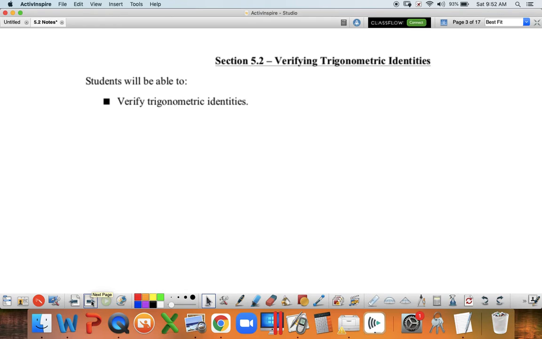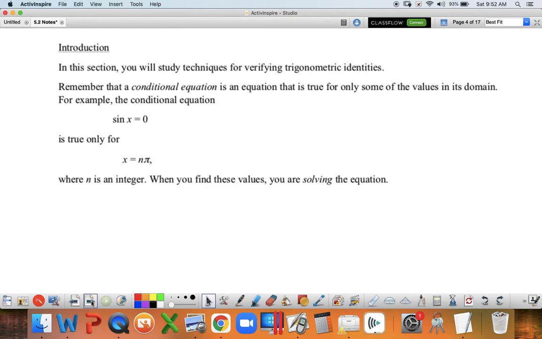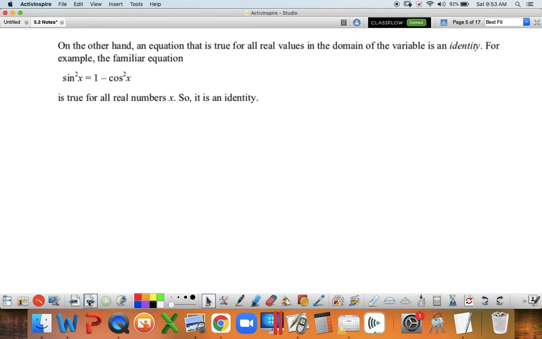You'll realize there's not a lot of notes to go through. It really is just a lot of examples to make sure we have some practice with this. As we go through these different identities, remember there's a difference between a conditional equation, where we're solving for x, right? I want to know what values of x satisfy this. That's not what we're doing today. What we're going to do today is try to prove that something is an identity, that it works for any value of x that I plug in.